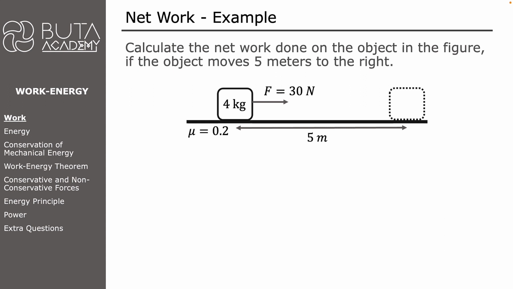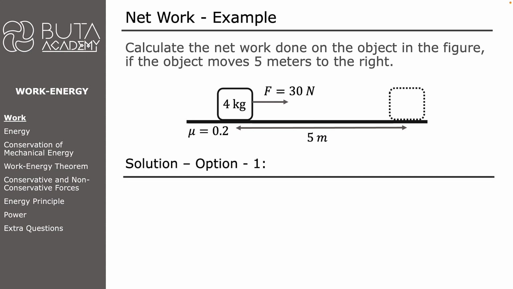Calculate the net work done on the object in the figure if the object moves 5 meters to the right. The diagram illustrates all of the necessary information. We can begin answering the question by drawing a free body diagram. The forces acting on this object are the applied force acting to the right, the force of gravity acting downwards, the normal force acting upwards, and the friction force opposing the motion and acting to the left.